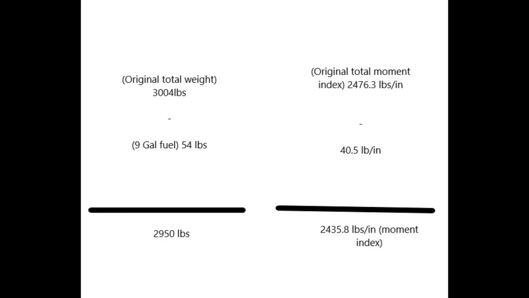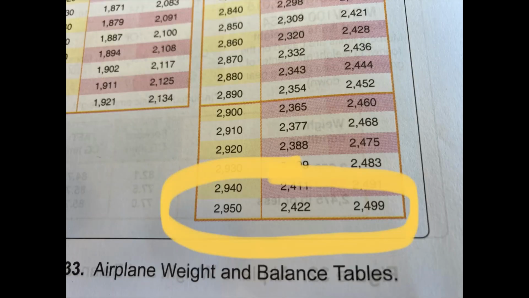So, 54 pounds or 9 gallons of fuel has a moment index of 40.5 pound-inches. So we subtract that from our totals and we are left with 2,950 pounds and 2,435.8 pound-inches. So, back at our moment/weight chart, we can see that our weight of 2,950 pounds is now within the acceptable limits, and the moment index of 2,435.8 pound-inches is within the minimum/maximum limits of 2,422 and 2,499 pound-inches. So, removing the 9 gallons worked.